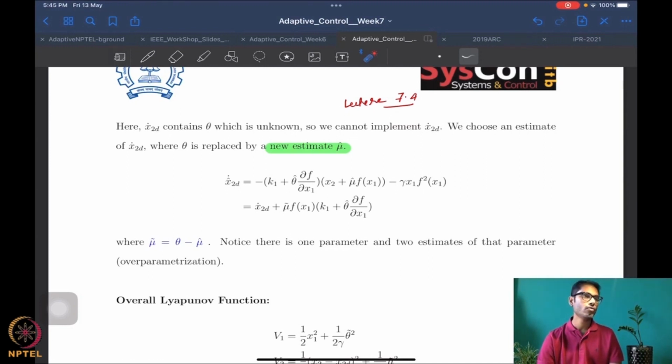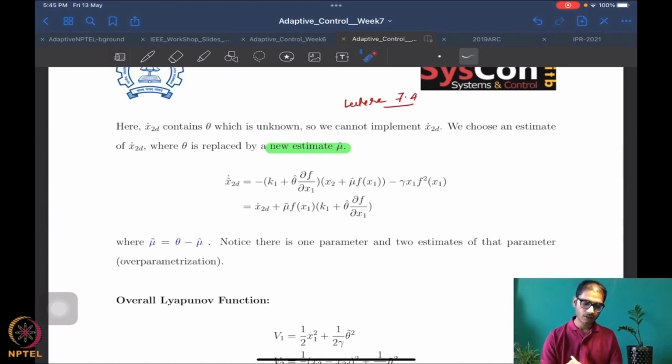Because you are left with no more terms from the v1 dot that can be used to cancel, because you already chose a theta hat dot. So we use a new estimate mu. So mu hat, the new estimate mu hat, replaces the theta.